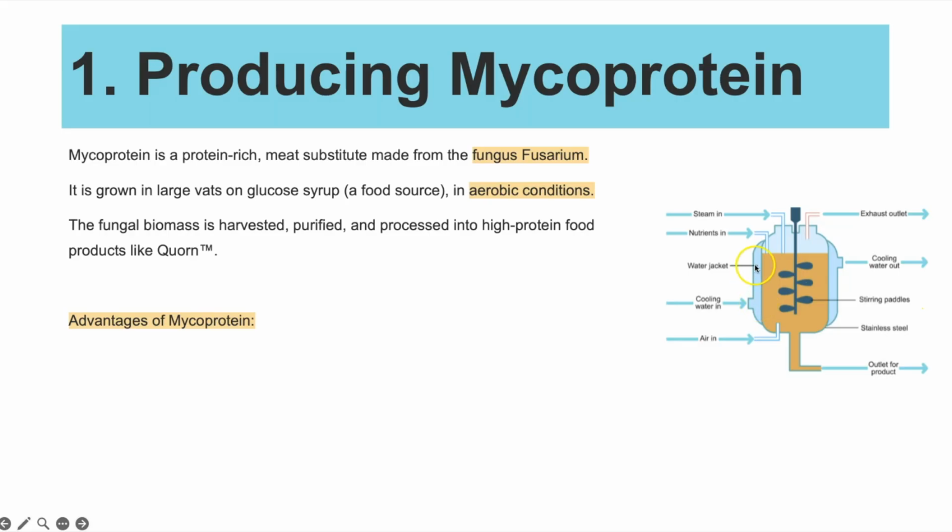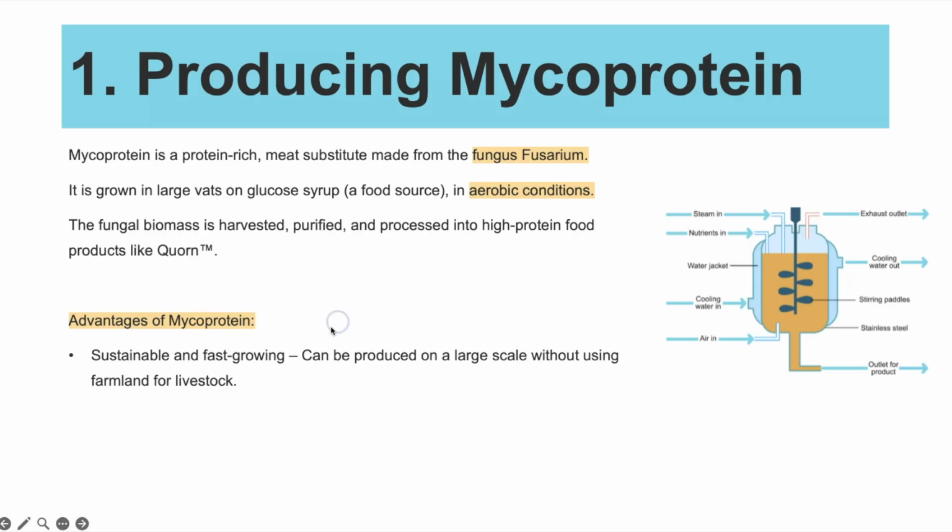glucose as well. There's also a water jacket where we have the cool air going around it to make sure it doesn't overheat because that would denature enzymes also. And it needs to be completely sealed and sterile so that we don't have other microbes growing which could contaminate it, which might mean that we produce toxins or they might just outcompete the fungus Fusarium.